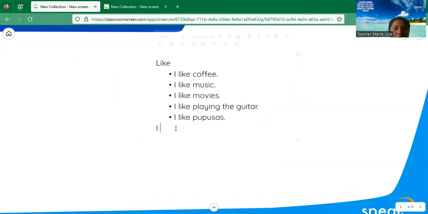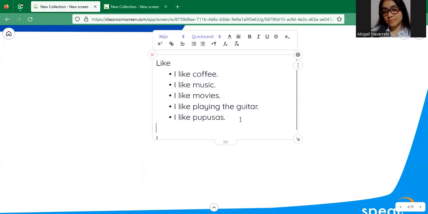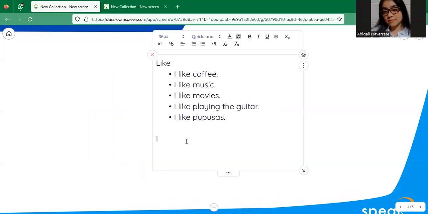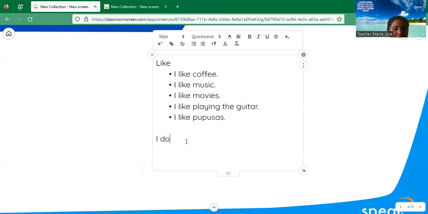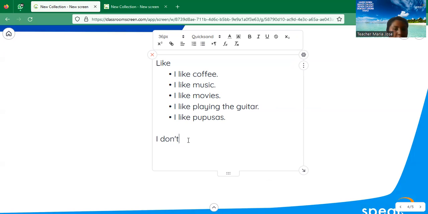So again, what is the auxiliary for the simple present? I don't like. But only the auxiliary? Don't. Don't is negative, but only the auxiliary. If you take the negative from this, we eliminate the negative. I like. No, we have the auxiliary. You told me don't. This is the auxiliary, okay?